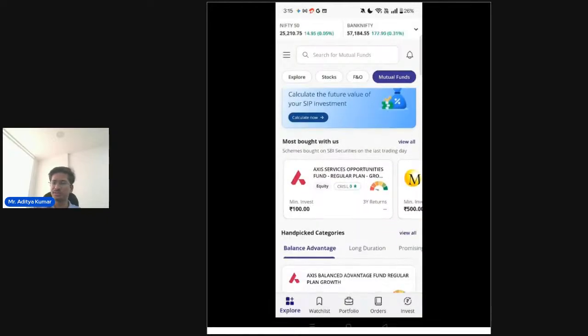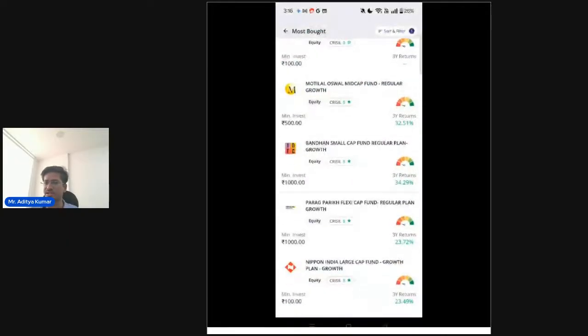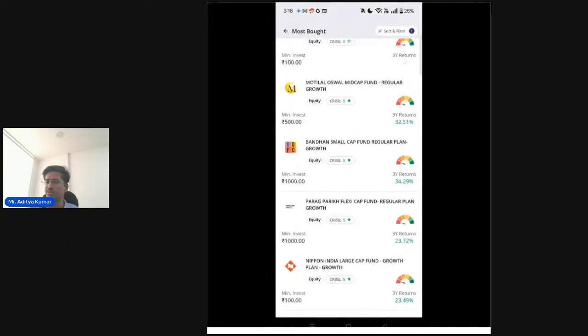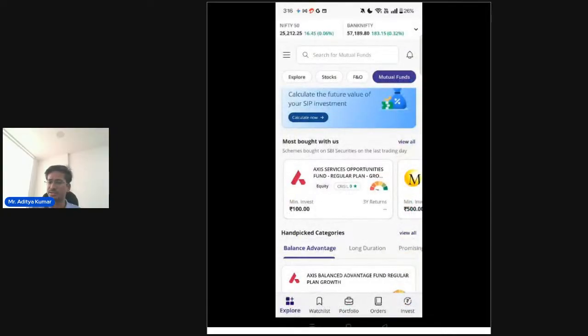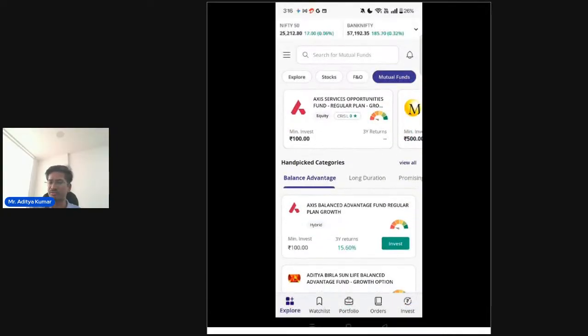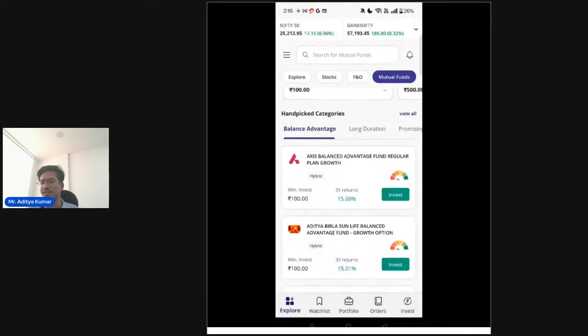Then we have the most bought with us section. This is also a newly added section. It just has all the schemes that were bought on SBI Securities on the last trading day, as it is written. So you can also have a brief overview of each and every section and fund that you can browse and make smarter decisions.